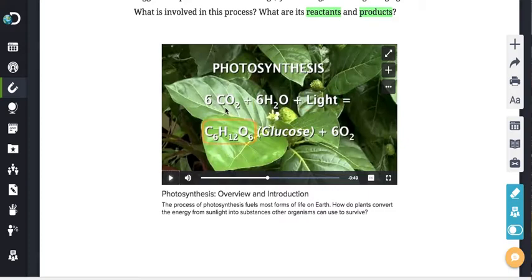So the reactants are the things that, if you were doing chemistry here, would have gone in the test tube, and the product is what would have been the end result.